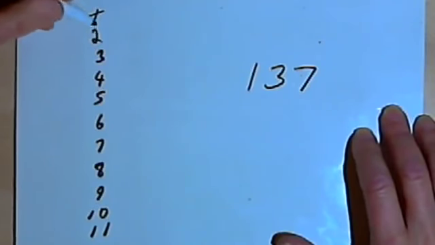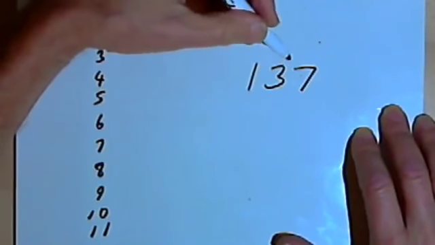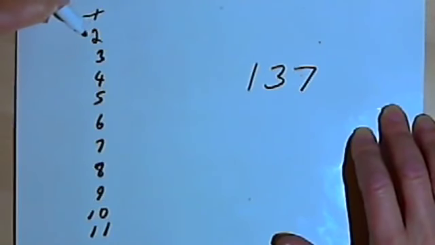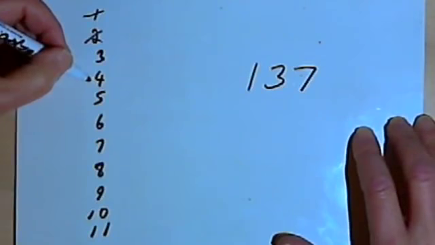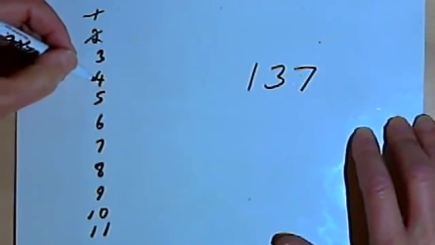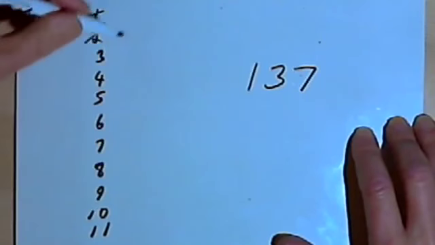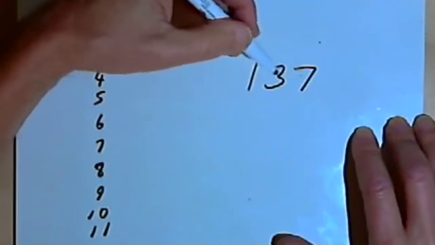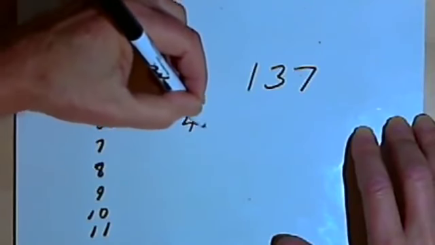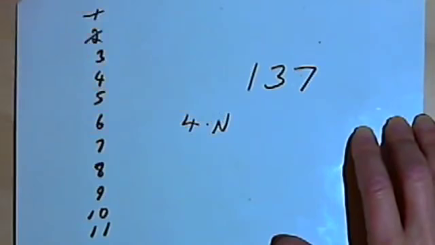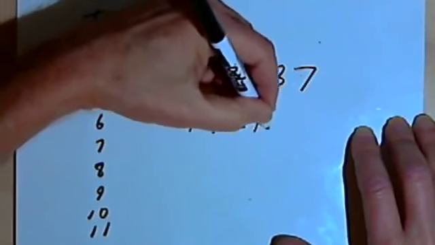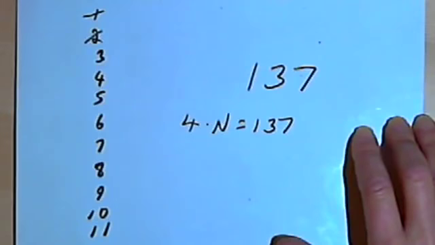Let's look at 2. 2 is a prime number. So if I try dividing 2 into 137, I find out it won't work because 2 is even and 137 is odd. And now let's say I think that maybe 4 is a factor. Well, if 4 was a factor, it would mean there would be two numbers, 4 and some other number, that I could multiply together to make 137. So I could say that 4 times, let's say, n equals 137.